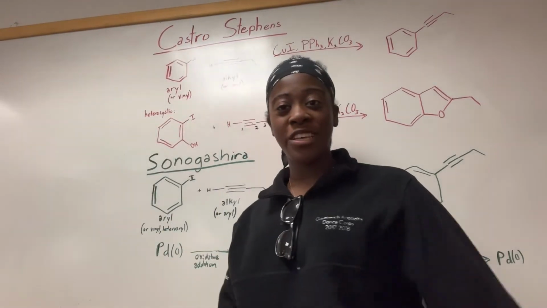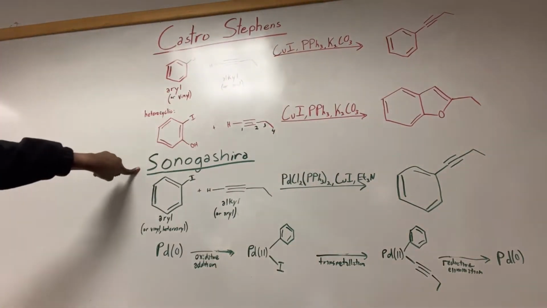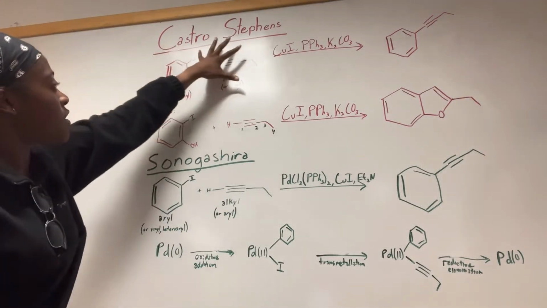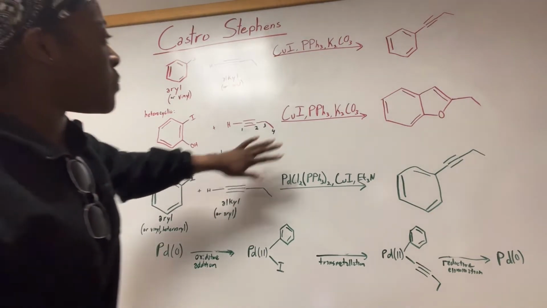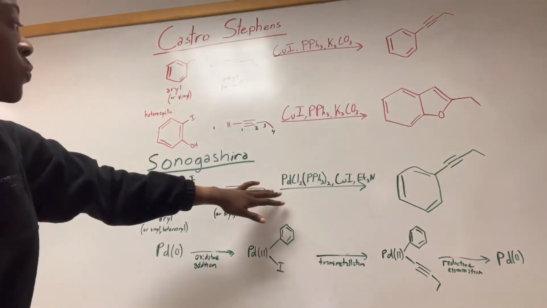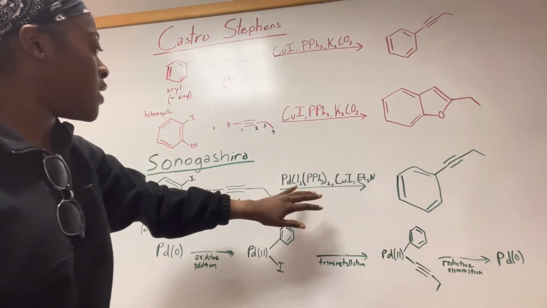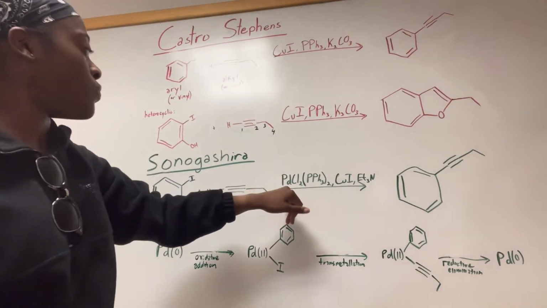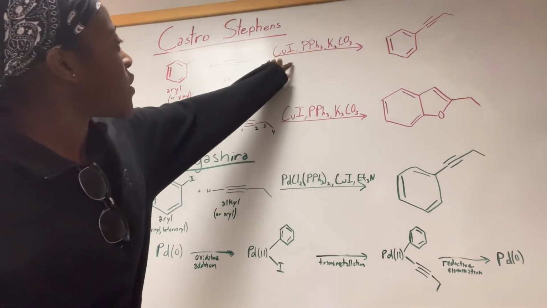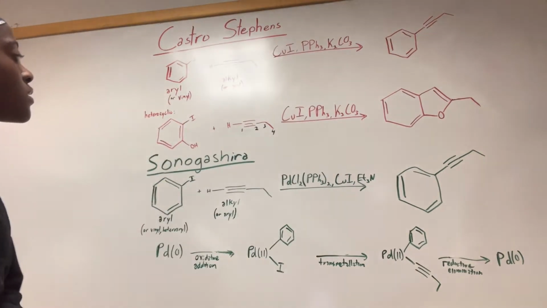So, if we take a look at the first reaction under the Castro-Stevens and the Sonogashira title, we can see that we have the same reactants and end up achieving the exact same product. However, the only difference between these two reactions are the reagents used. In the Sonogashira reaction, we use that palladium catalyst as well as the copper iodide, but in the Castro-Stevens, we only end up using the copper iodide and not the palladium catalyst.